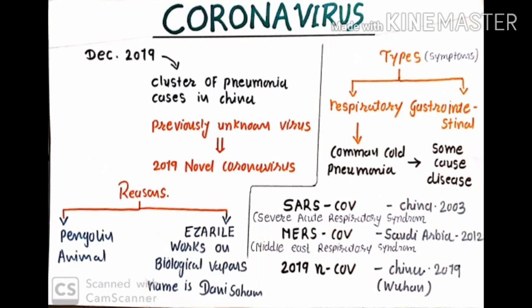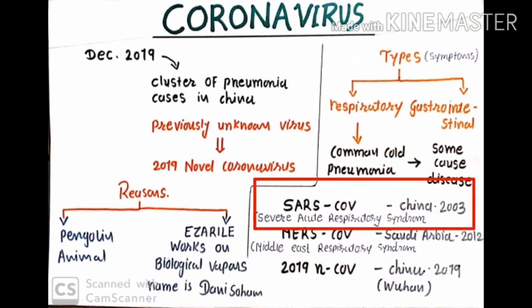Okay. Then we discuss the types. Mainly, types of coronavirus are based on their causing symptoms. The first is respiratory, and the second is gastrointestinal. In this video, first we discuss the respiratory types of coronavirus. Mainly this type of virus causes the common cold or pneumonia. Some cause the diseases defined below.